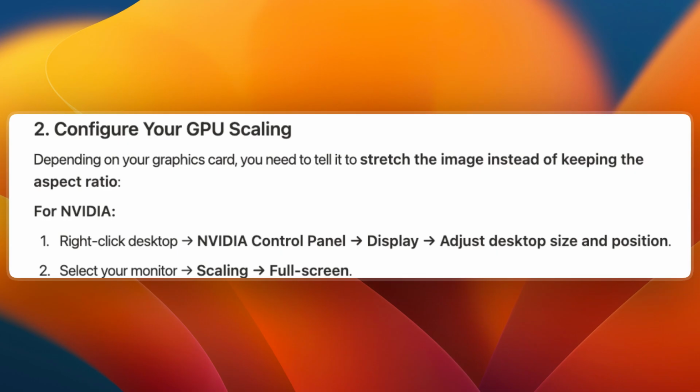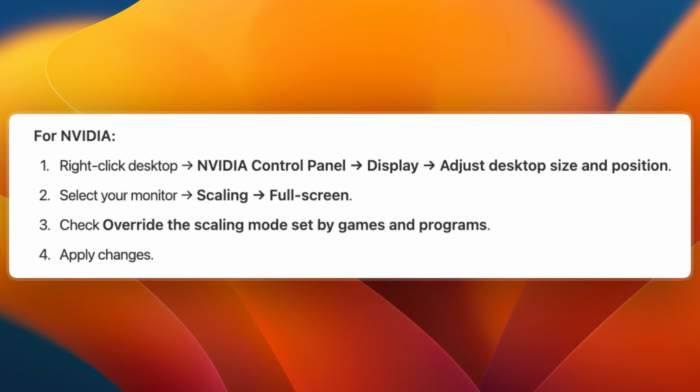Next, you need to configure your GPU scaling, and I'll show you how to do it for NVIDIA, AMD, and Intel. So depending on your graphics card, you need to tell it to stretch the image instead of keeping the aspect ratio. Now for NVIDIA, right-click on your desktop, go to the NVIDIA control panel, go to display and adjust desktop size and position. Now select your monitor, go to scaling and set it to full screen. Now check override the scaling mode set by games and programs and apply the changes.